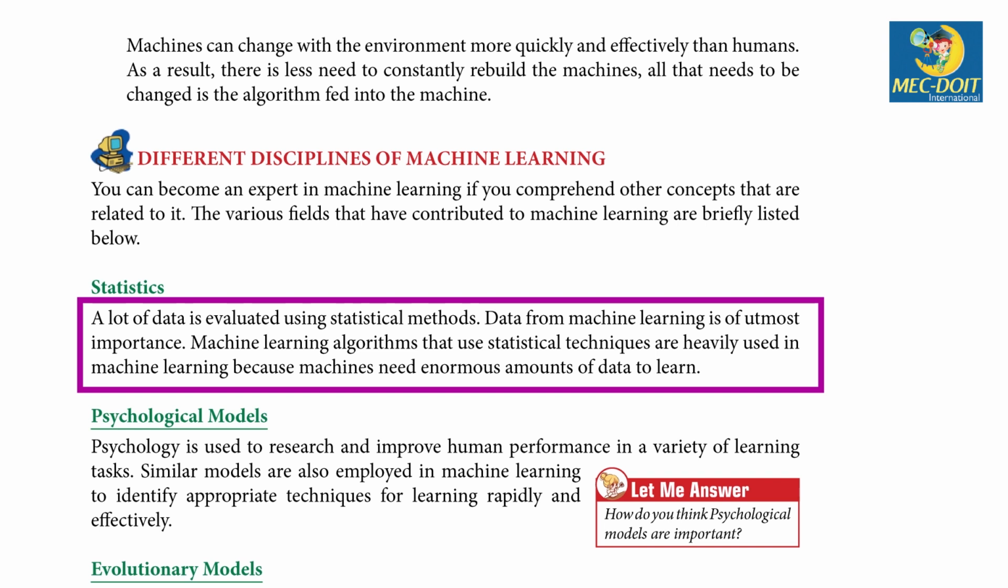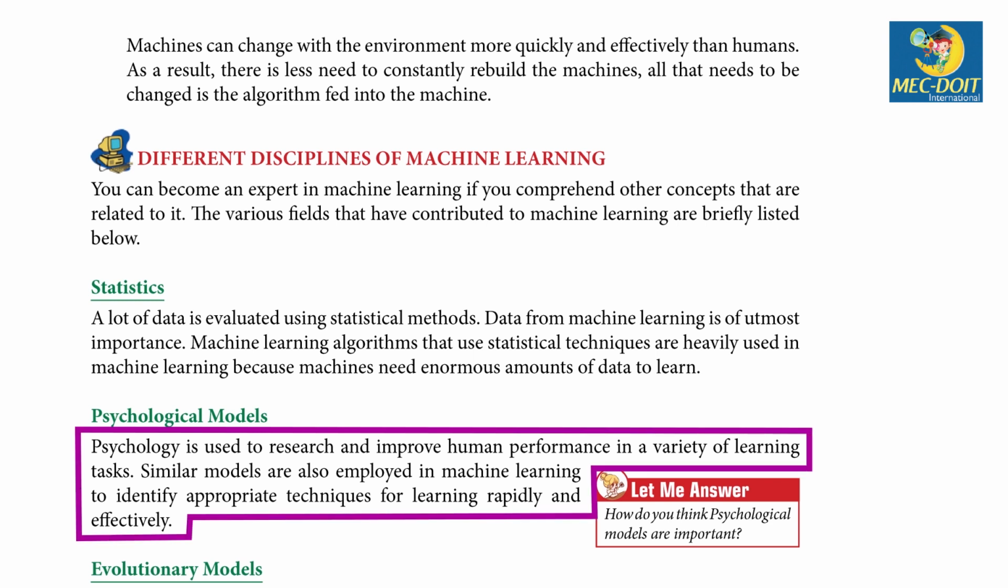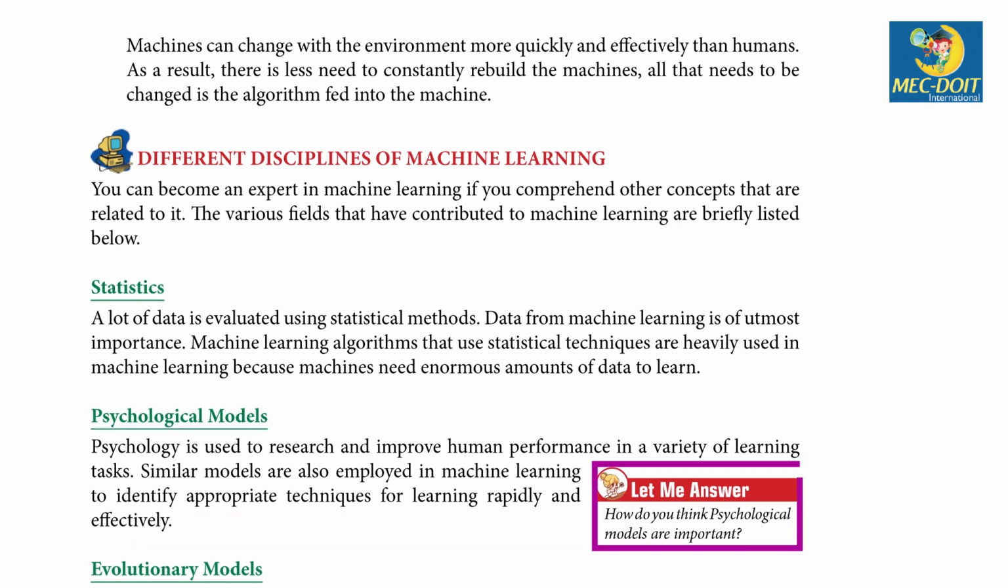Machine learning algorithms that use statistical techniques are heavily used in machine learning because machines need an enormous amount of data to learn. Psychological models. Psychology is used to research and improve human performance in a variety of learning tasks. Similar models are also employed in machine learning to identify appropriate techniques for learning rapidly and effectively. Let me answer. How do you think psychological models are important?